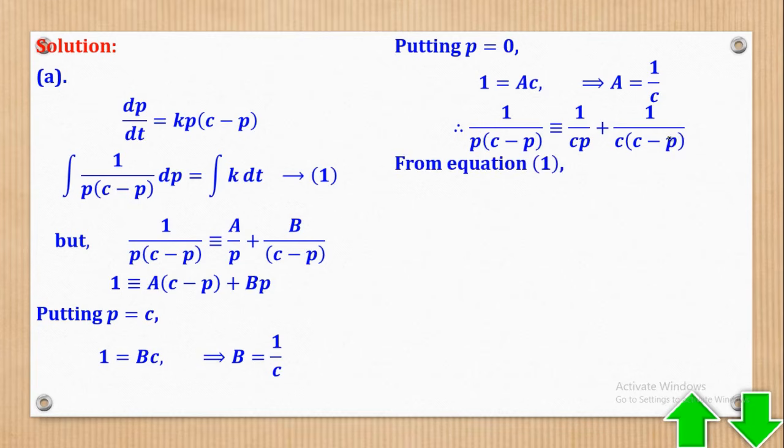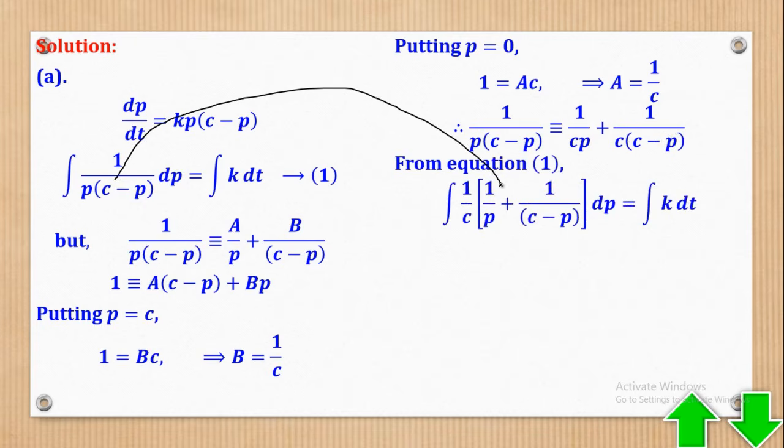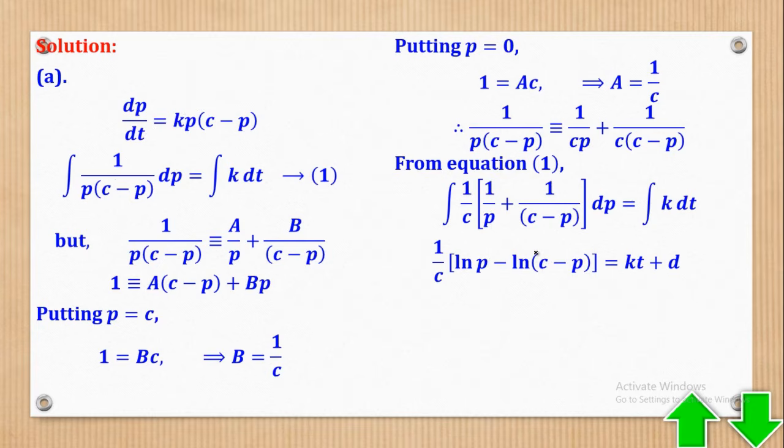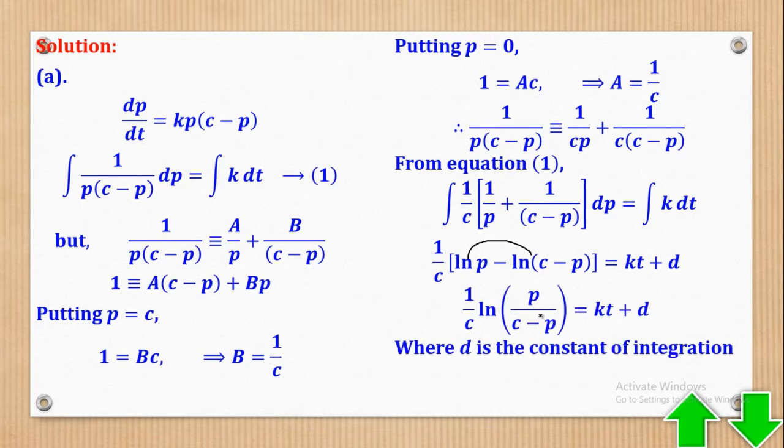Now that I've got the partial fractions, I can go ahead and integrate. So this integral is the same as this integral, and integrating it, this gives you that, and this gives you this. Now we can't use c as a constant of integration because c is already part of the equation. So this minus this will give you ln of p over c minus p, and this is the constant of integration.